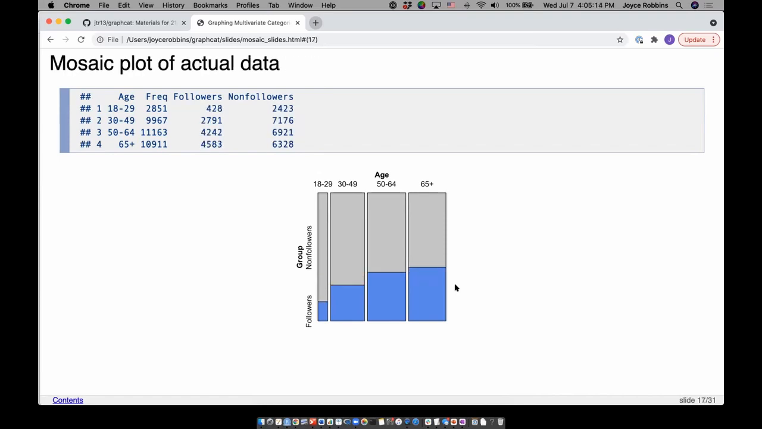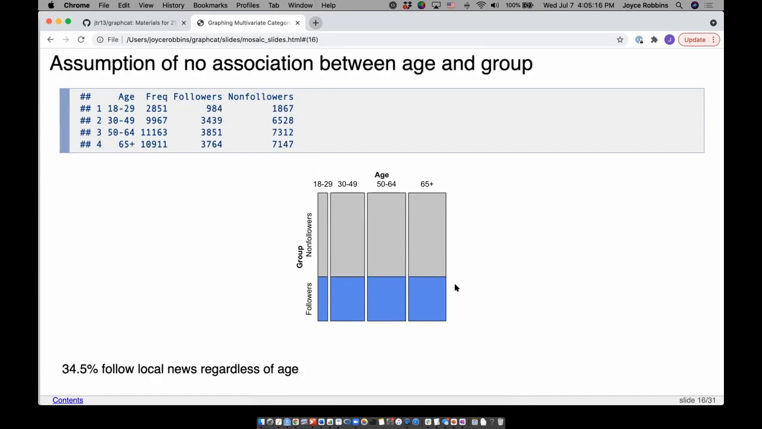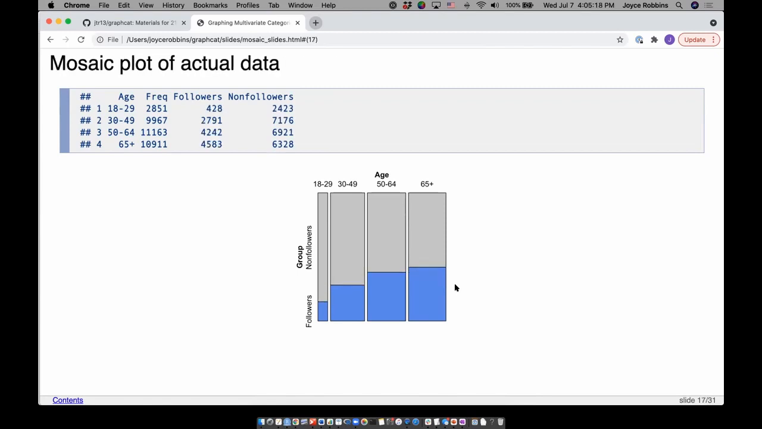Now, when I call this the expected values and this the observed values, what does that bring to mind for anyone in a statistical direction? Any tests come to mind? Chi-square? Yes.